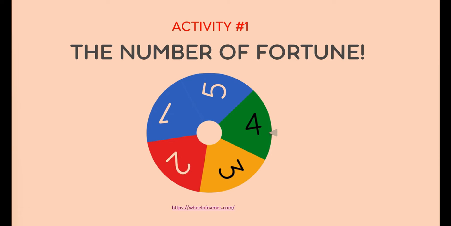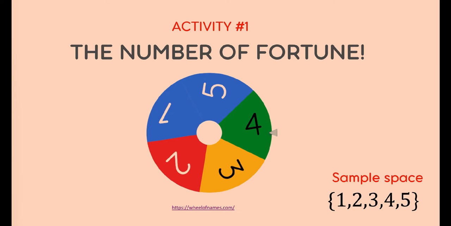Okay, so based on our activity, what are the possible results of spinning a wheel? Very good. So the possible results of spinning the wheel are 1, 2, 3, 4, 5. And this collection of possible outcomes is what we call the sample space. Okay. Now, why do we get different results every time we spin the wheel? Okay, because our activity involves randomness.